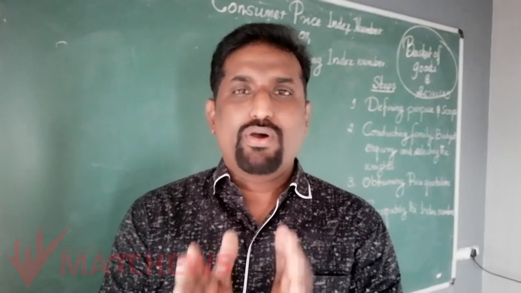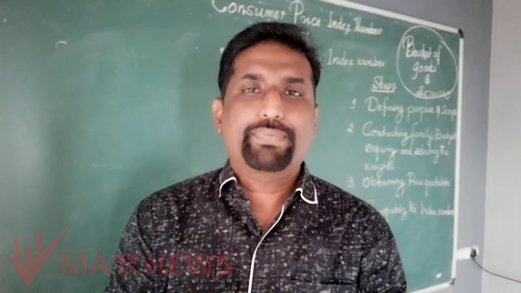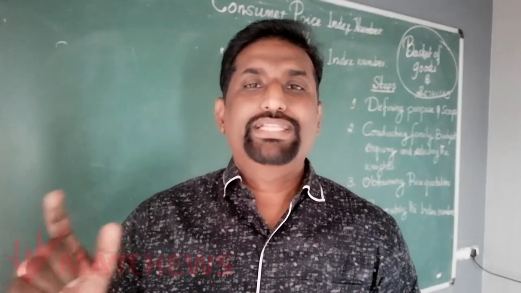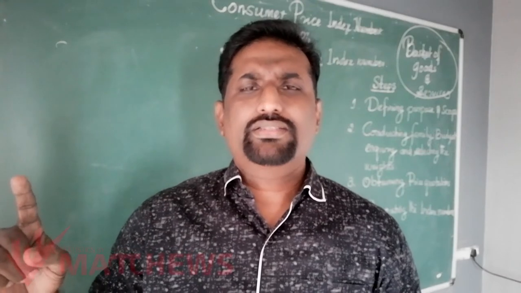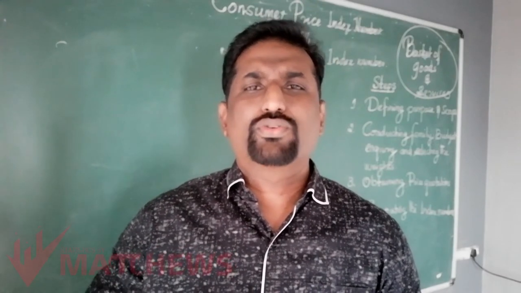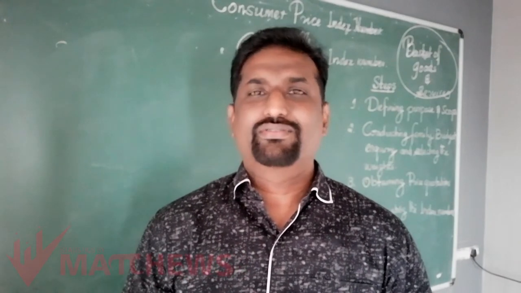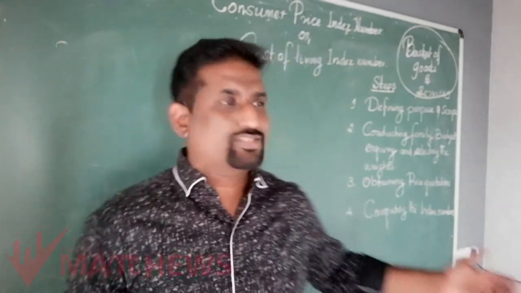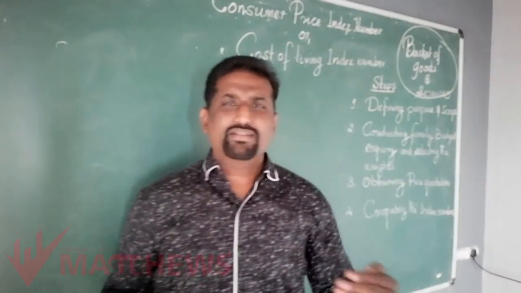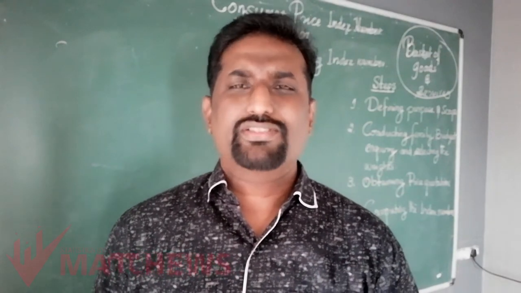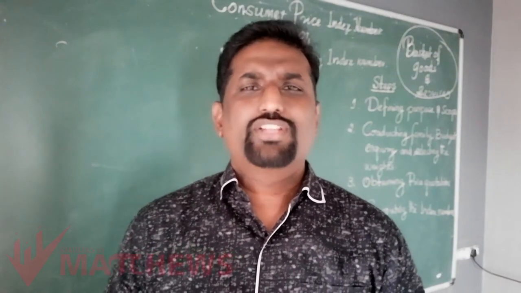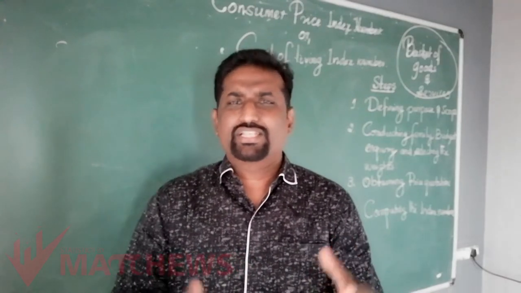So the purpose of constructing the consumer price index number must be defined correctly. That gives you an opening to understand what type of data is to be collected, and where it has to be collected. That's what scope refers to. You are speaking about income and expenditure. This is all about consumer price index number. It's all about the cost of living itself. The data is very simple.